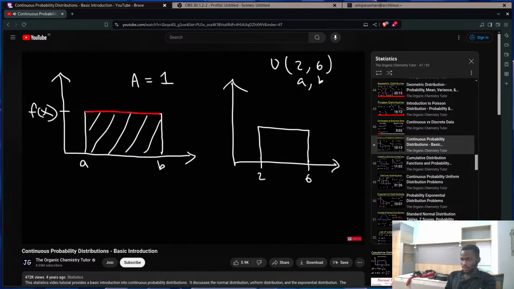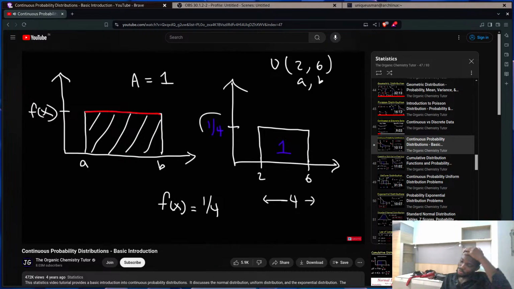If the area of the rectangle is 1, what is f of x? What is the value that corresponds to that point? Well, we know the base of the rectangle is 4. 4 times what number is 1? Because the area has to be 1. It's going to be 1 over 4. So that's going to be the value of f of x for this problem, for the uniform distribution. Because if you multiply 1/4 by 4, you're going to get an area of 1. And so for any uniform distribution, the area under the curve has to be 1. So just keep that in mind.